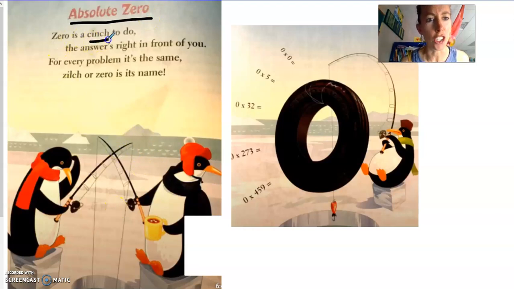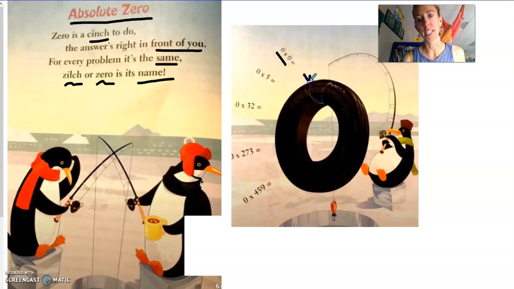0 is a cinch to do. The answer's right in front of you. For every problem, it's the same. Zilch, or 0, is its name. So check it out. 0 times 0, what is it?